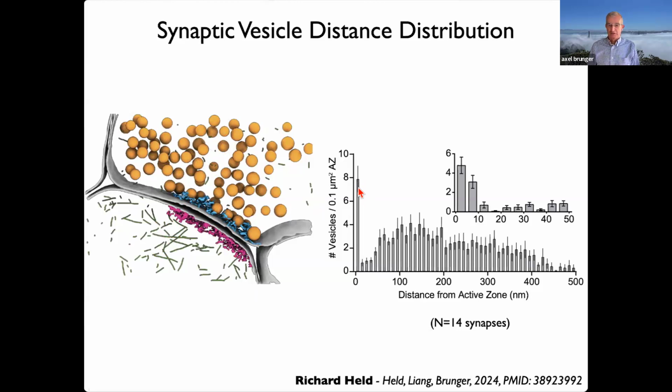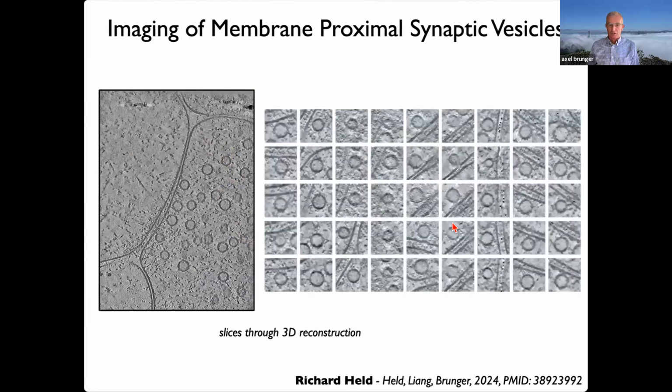Now, this is nothing really new: the distribution of these vesicles is bimodal. There's a relatively tight distribution of vesicles which are very close to the membrane, about a few nanometers to about 50 nanometers or so away, and we call them docked synaptic vesicles. And then there's a larger reservoir pool of vesicles which are further away. Richard's data is able to visualize this at higher resolution than previously, but it pretty much confirms this bimodal distribution.